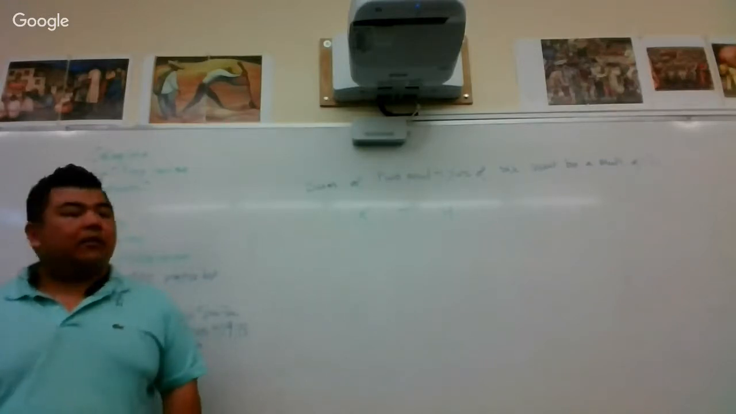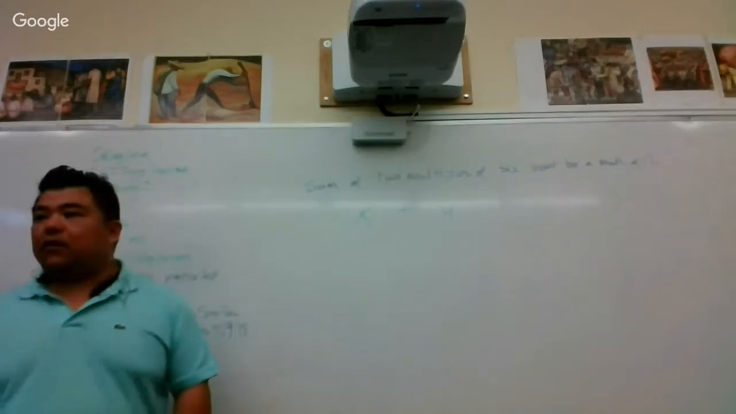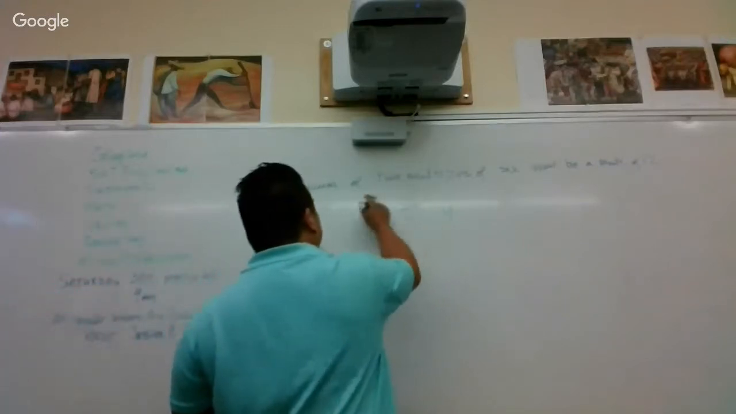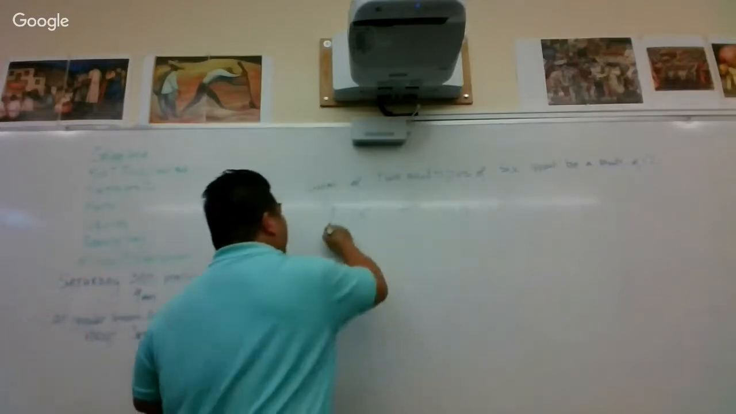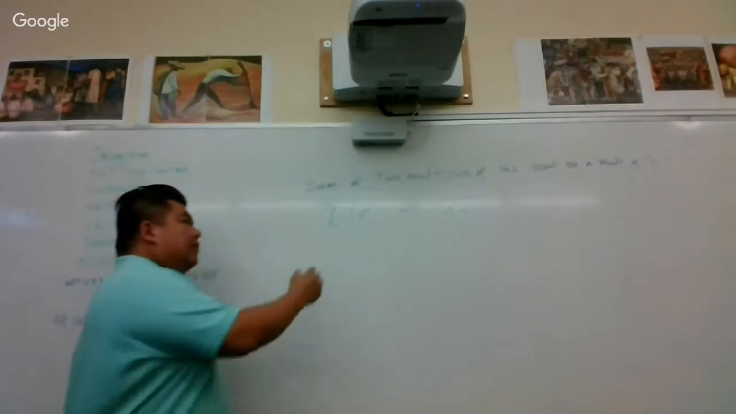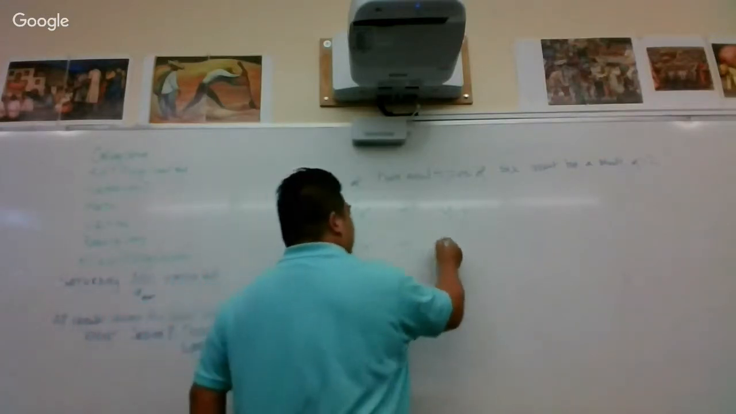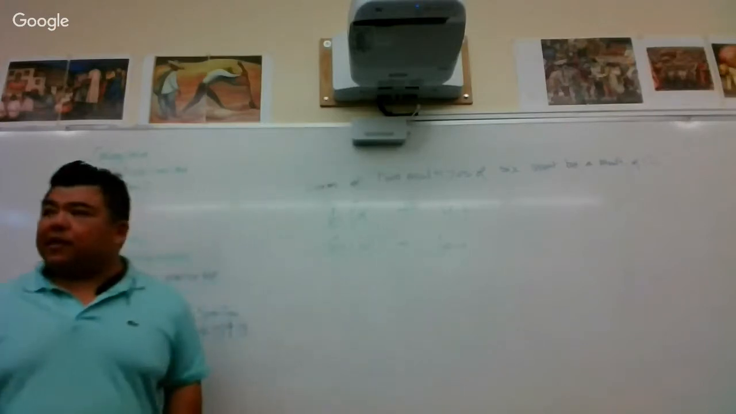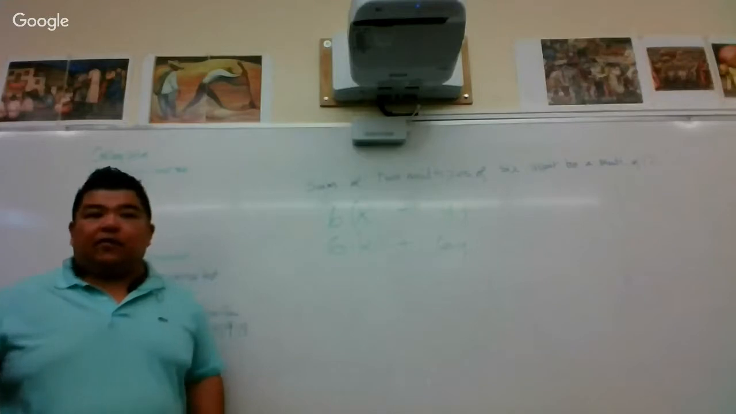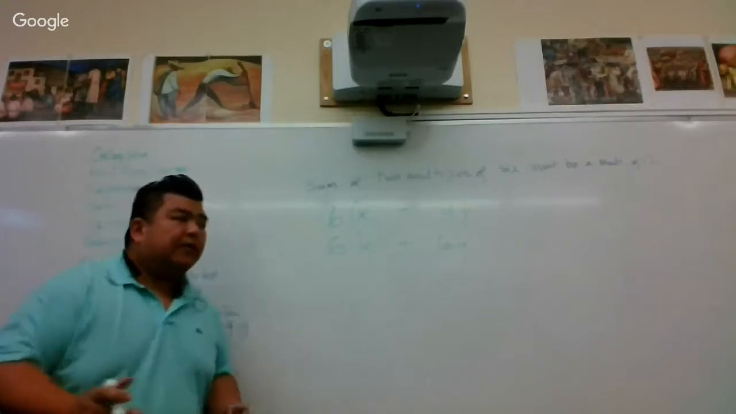Dominic? Would it be 6 open parentheses X plus Y? It can be that way. I mean, what he said is, can it look like this? Yeah, it can look like that. It can also look like this. Because multiples of 6 are 6 times x, whatever number it is, and 6 times y.